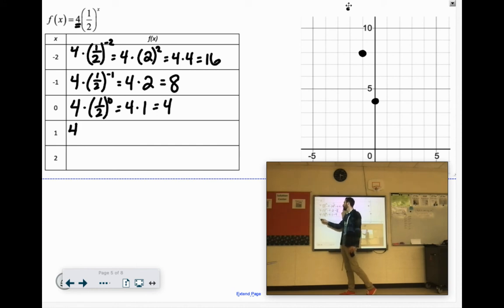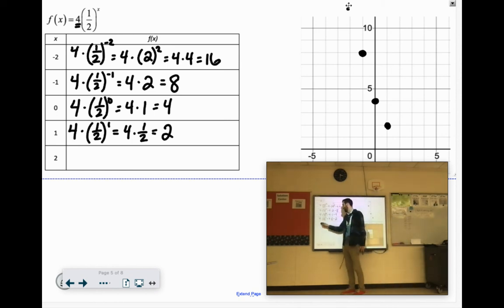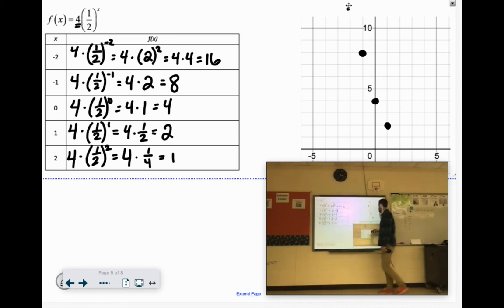So here we put in the first power. 1/2 to the first power is just 1/2. 4 times 1/2 would just be 2. So we are at 1, 2. And then 1/2 to the second power. Now when you square a fraction, you just square each part. 1 squared is 1. 2 squared is 4. 1/4 of 4 is just 1. So we go to 2, 1, and there we go. So we're ready to draw our line through it.